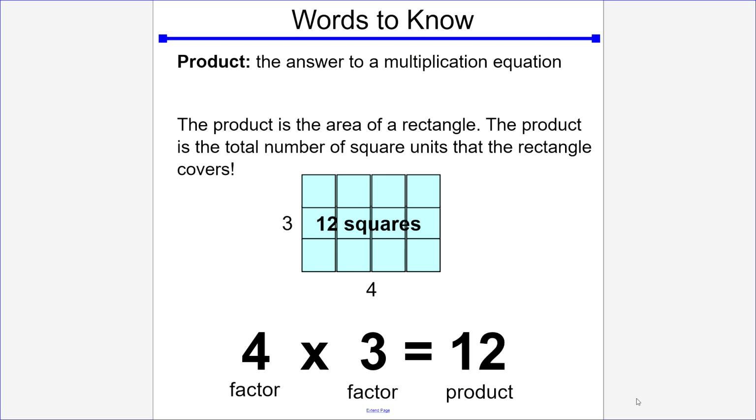The product is the area of a rectangle. It's the total number of square units that the rectangle covers. In this case, with our 4 by 3 rectangle, our area is 12, so our product is 12. 4 times 3 equals 12.